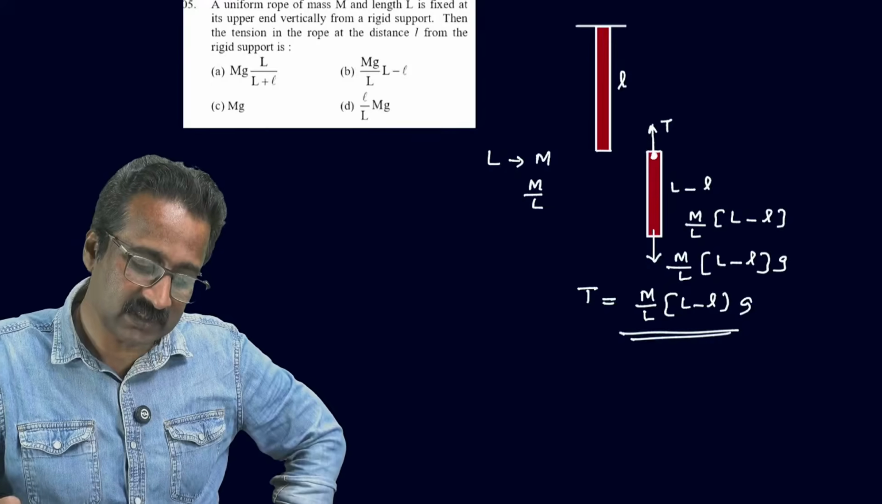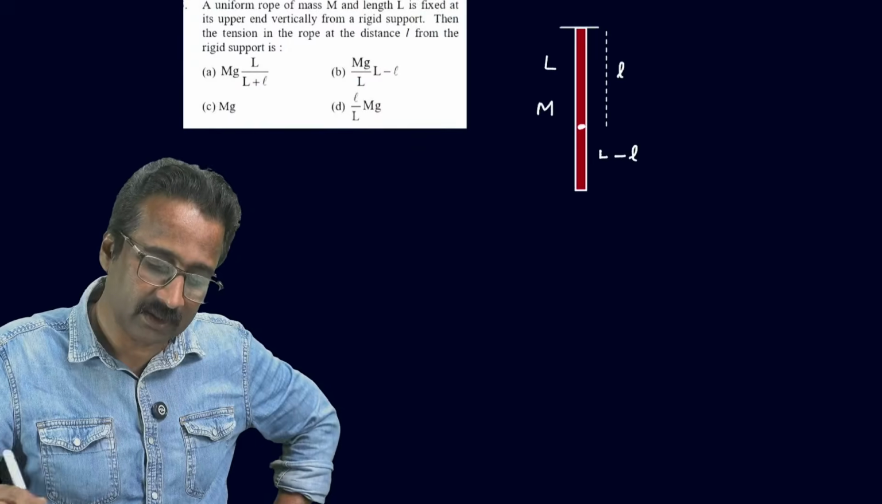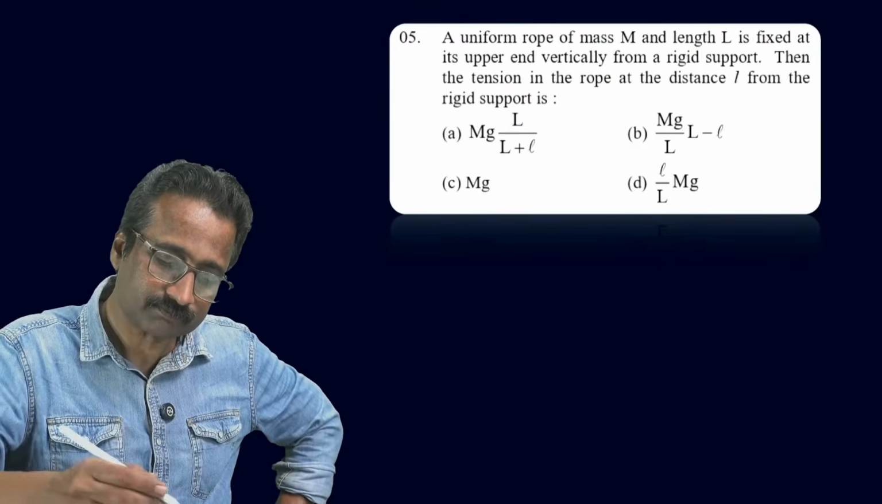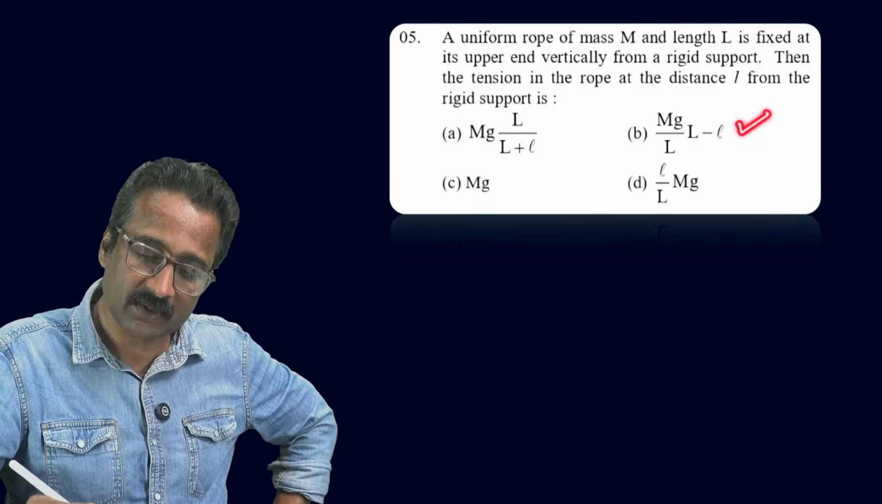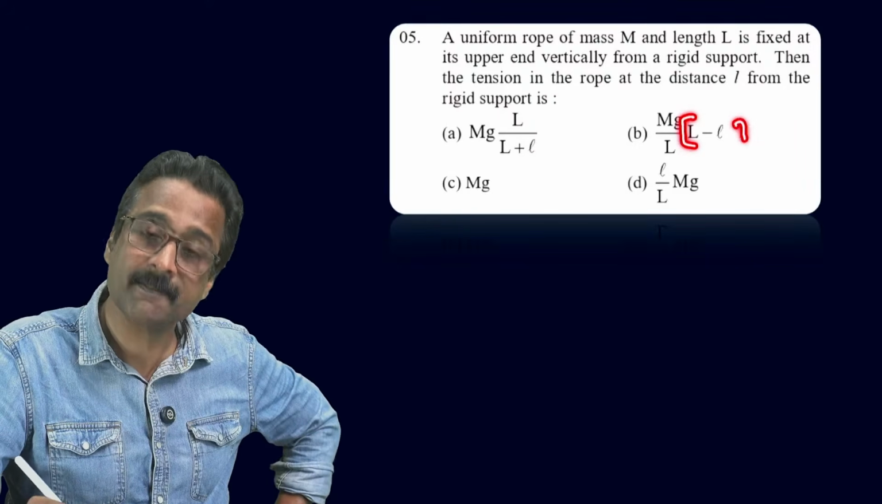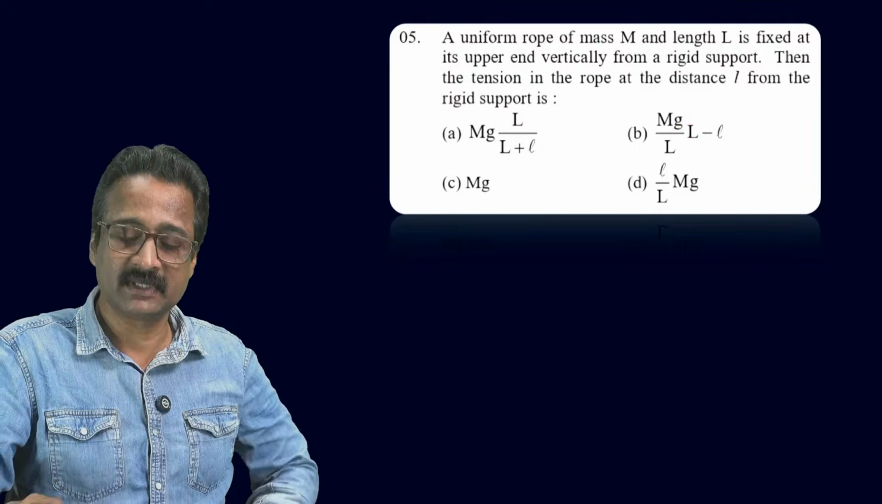So mg into L minus l by L, it looks like. Which is the option? Yeah, which one? It is this. You can go with option B. Okay, please consider a bracket here. All right, the option is B. That was question number 5.